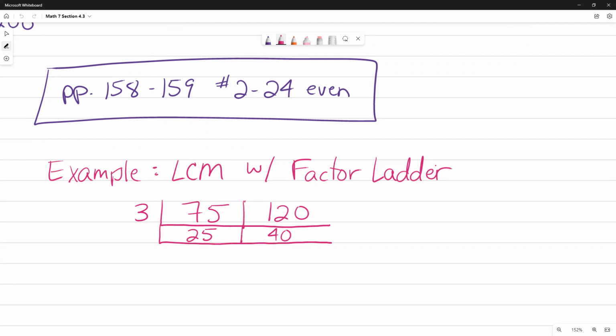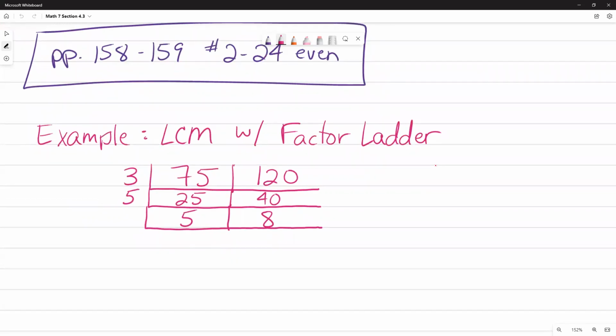All right, so now I think the smallest prime number that goes into these two is no longer 3 because neither of these, the sum of the digits equal 3. So we're going to move up to 5. 5 goes into 25 5 times. 5 goes into 40 8 times. And so now we have two relatively prime numbers. 5 and 8 do not share any prime factors. So we now have our least common multiple.